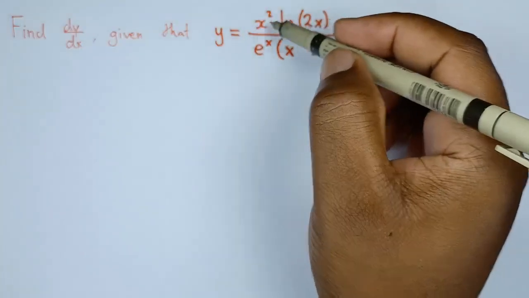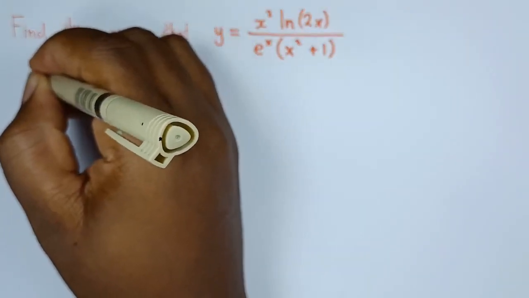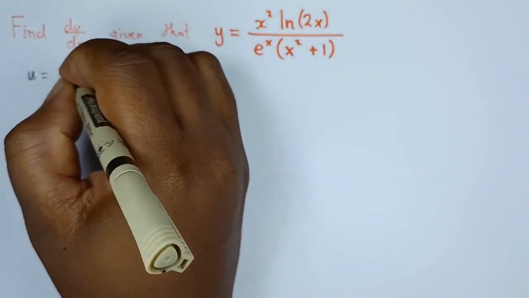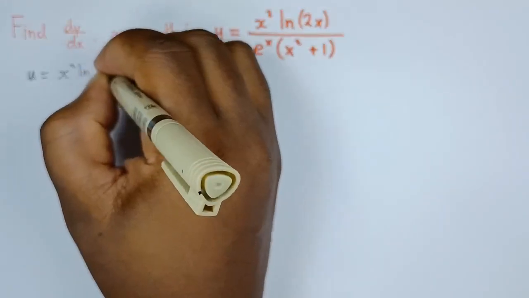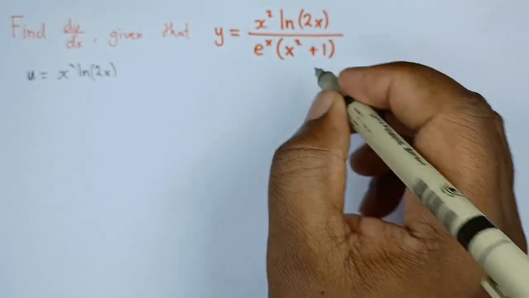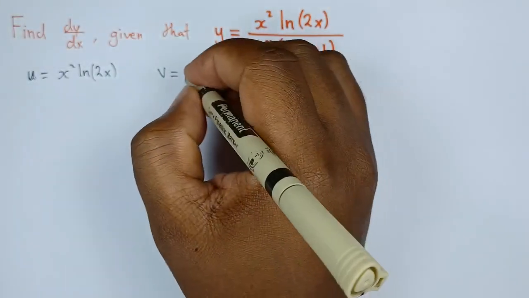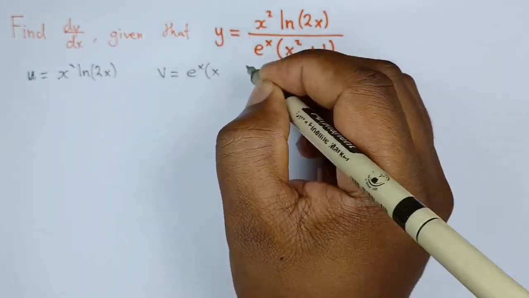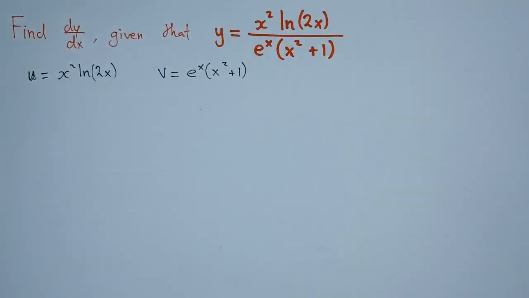So the top part, or the numerator, in this case is u, is equals to x squared ln 2x. The bottom part, that is our v, which is e to the power x, open bracket, x squared plus 1. Okay, let's take the derivatives.